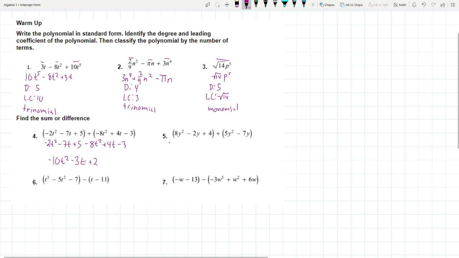And that's it. I'm going to go to number 5, do the same thing, nothing to the left, so this is 8y squared minus 2y plus 4. This plus means everything stays the same, so plus 5y squared minus 7y. We're going to combine like terms, so 8y squared and 5y squared gives me 13y squared. Negative 2y and negative 7y is negative 9y plus 4.